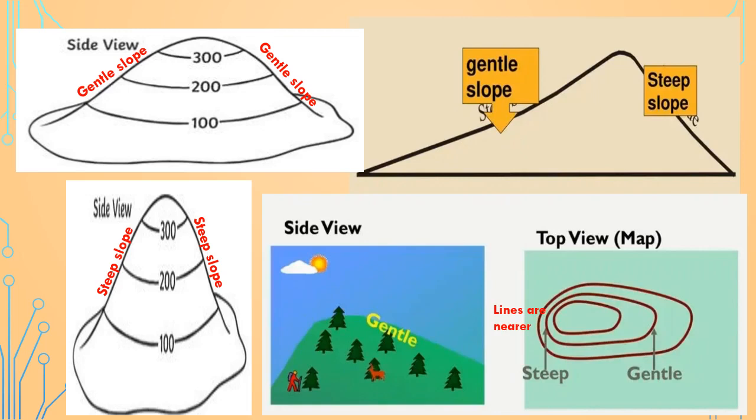We understand that contour lines are seen nearer to each other on the steeper side of the hill, whereas on the gentler slope side, the contour lines are far away from one another. In other words, we can say that the contour interval or the gap between the two contour lines is more on the gentler slope side of the hill.